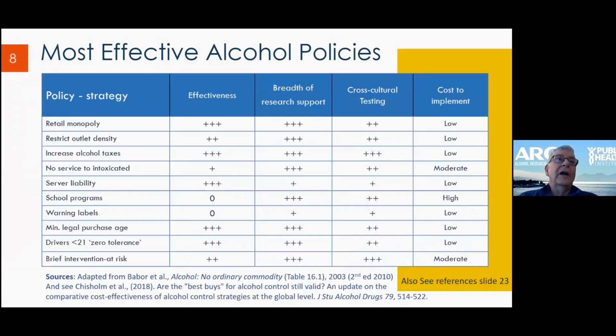So a lot of work has gone on in expert groups to try to understand and assimilate the evidence and come up with the idea of what the best buys might be. And I would say that this slide makes it appear that we know enough, we do know a lot, to classify alcohol policies that are down on the left side with their effectiveness and the research support that goes along with them, and also whether they have been tested in a cross-cultural sense, meaning in different places, and whether they're costly to implement. So these are all issues of concern.